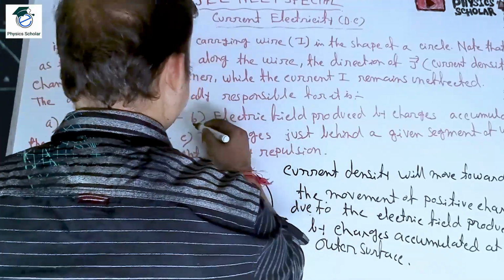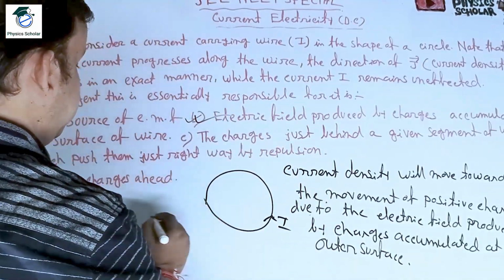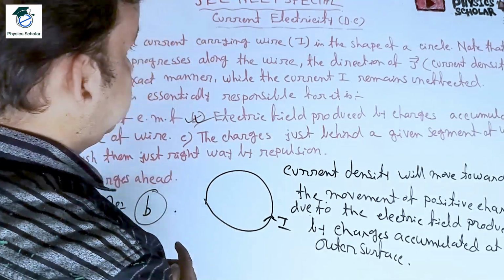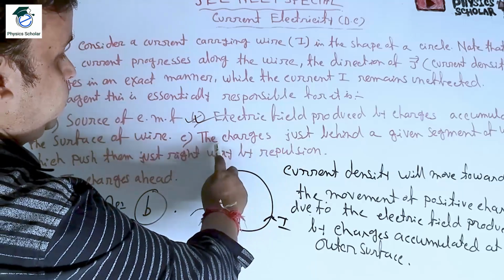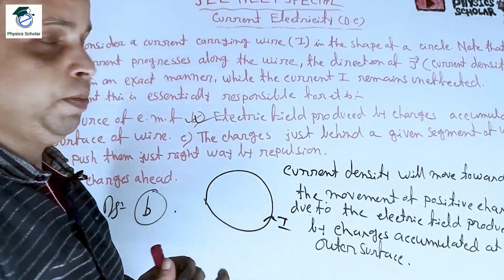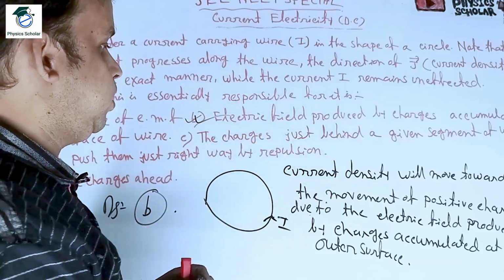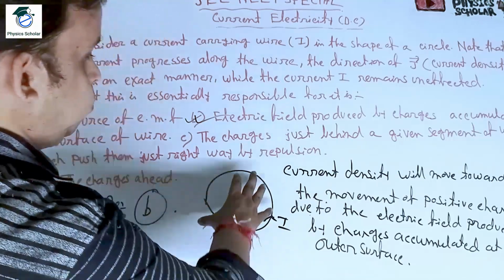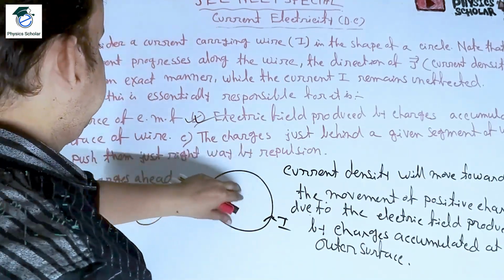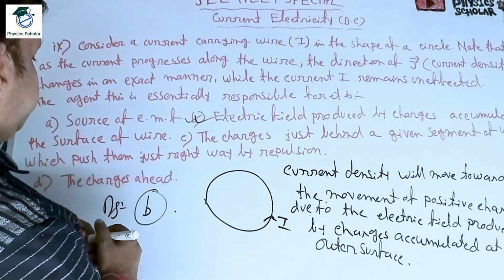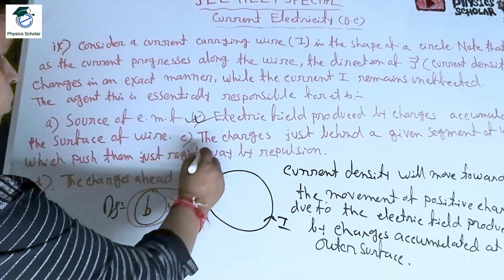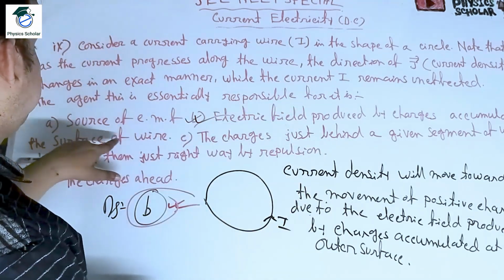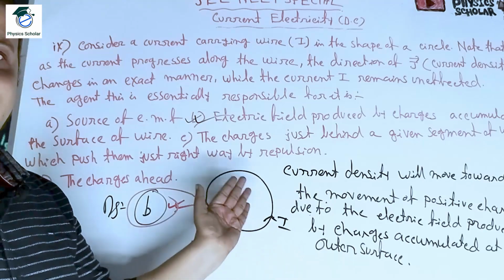Okay, so which option is correct? Option number B. Clear? So the answer will be option number B. The current density will move depending on the movement of the positive charges. Clear? And the positive charge will be developed due to the electric field produced by the charge accumulated at the outer surface. So B will be the correct option of this question. Hope you have understood. Our answer will be option B, electric field produced by charges accumulation on the surface of the wire.